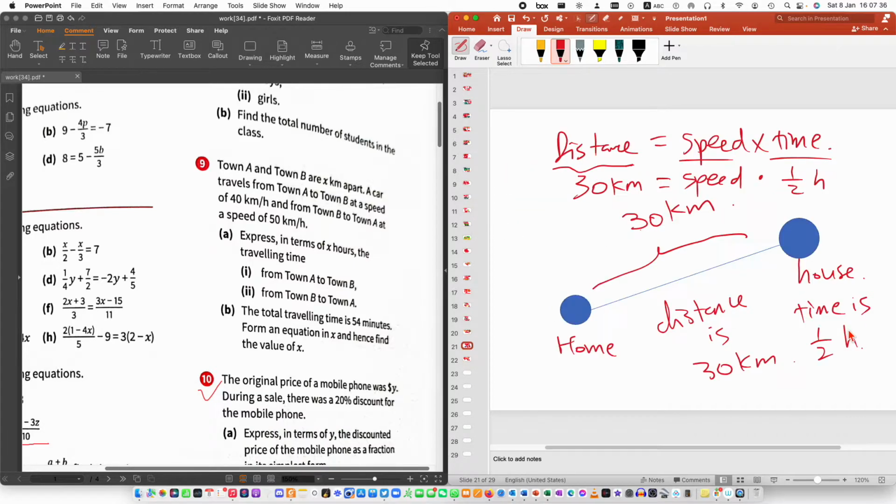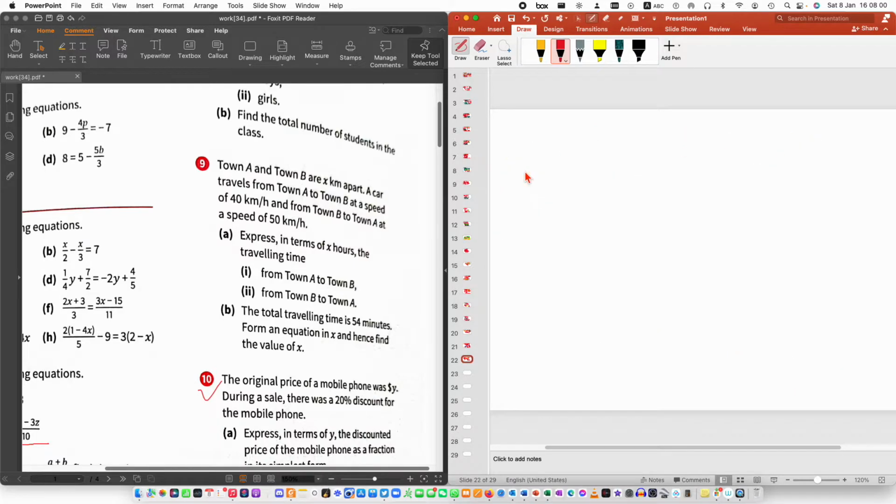So the formula is, can you read it 3 times so that it sinks in? Distance equals to speed times time. Distance equals to speed times time. Distance equals to speed times time. So this is one of the formula you need to memorize. Okay, good. Let me give you another example.